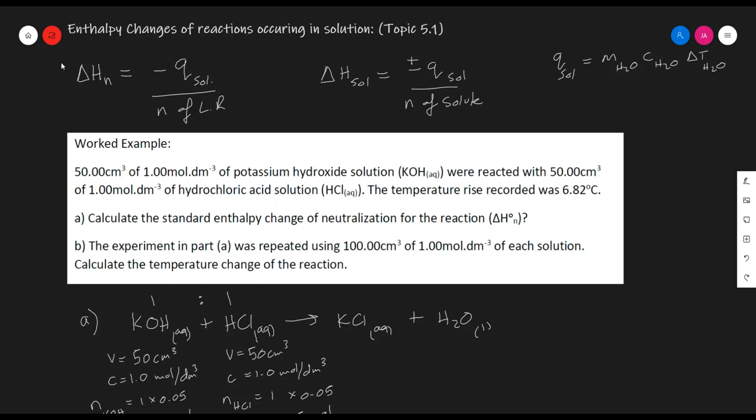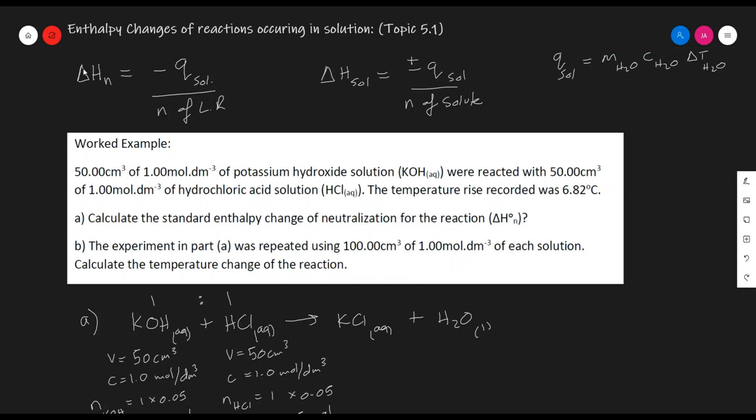Hello everyone. In this video, I'd like to go over what we took in class regarding the enthalpy changes of reactions occurring in solution. I would like to start by solving an example and introduce a new concept that I would like you to learn and practice using the attached worksheet.